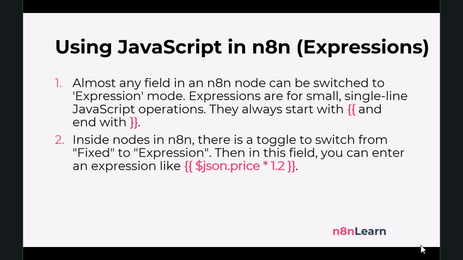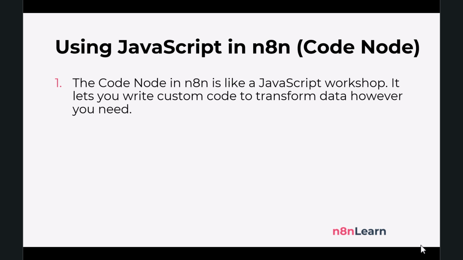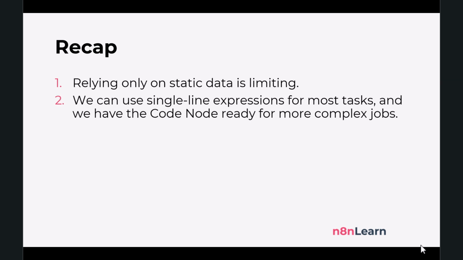But what if you need to do more? Well, if you need to perform several calculations to create multiple new fields or add some more complex logic, for that, n8n gives us a dedicated tool called the code node. Think of this node as your JavaScript workshop. It gives you a full editor to write multiple lines of code to transform your items in any way you can imagine. We won't dive deep into it today, but it's crucial to know it exists for when your logic gets more complex.